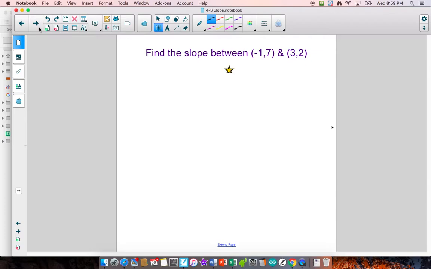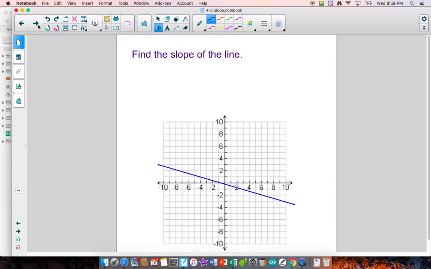Let's go ahead and do another one where we're looking at the graph. Okay, find the slope of this line. This is what I would expect this to look like. Right off the bat, I'm going to say, this is how Slagle would actually do it. Okay, I'm going to say m equals the rise over the run, right?